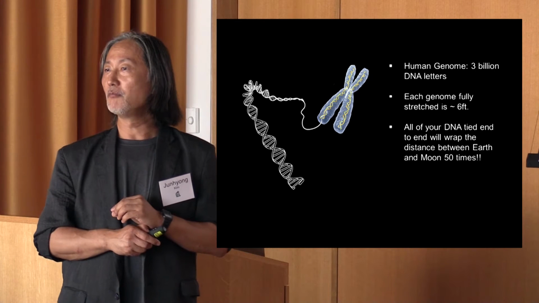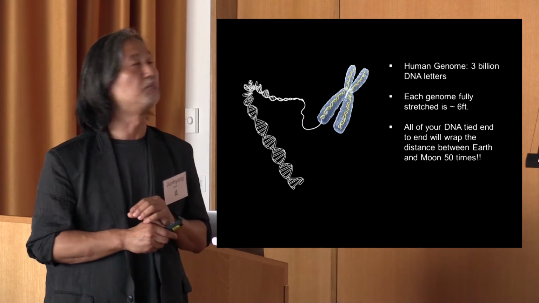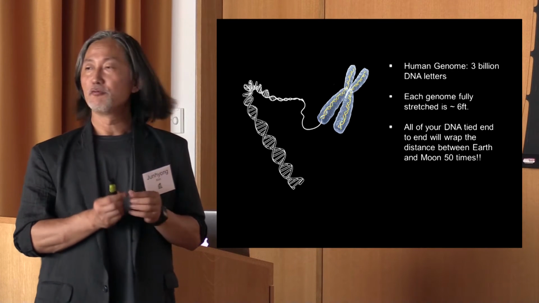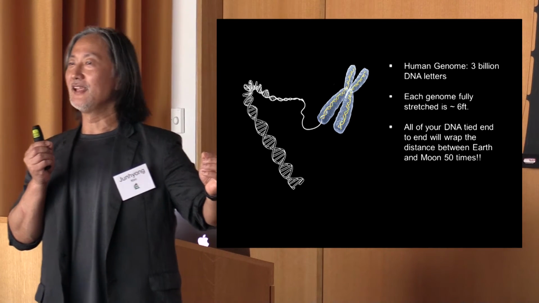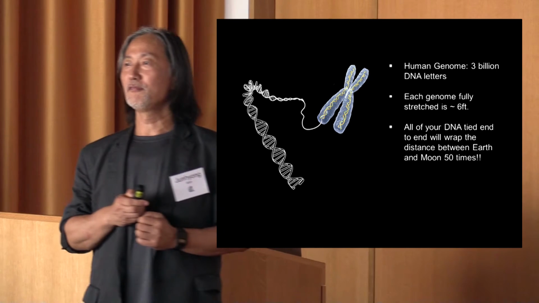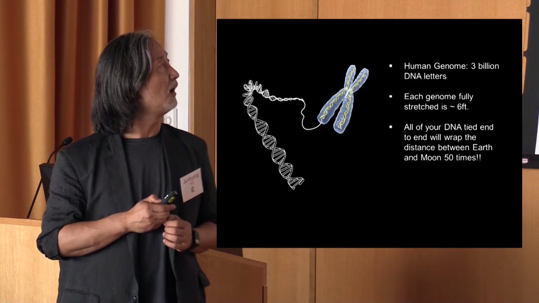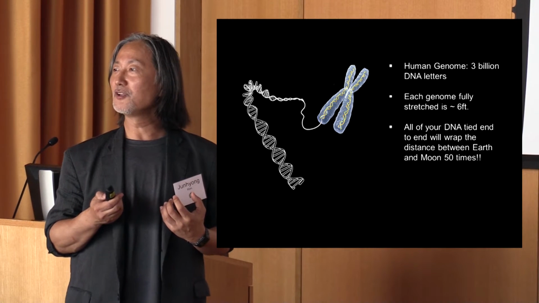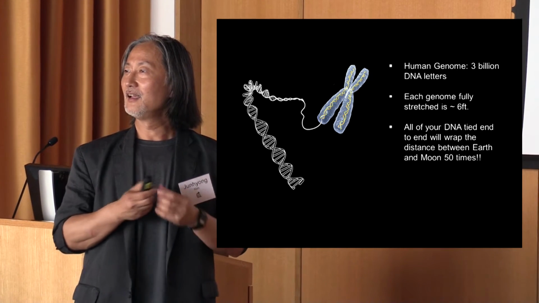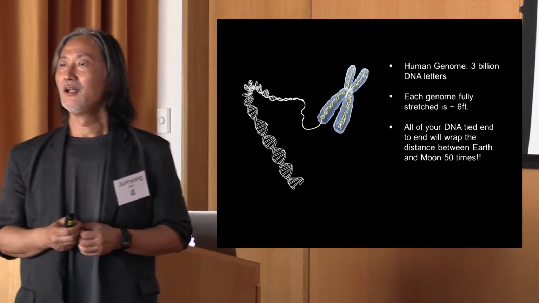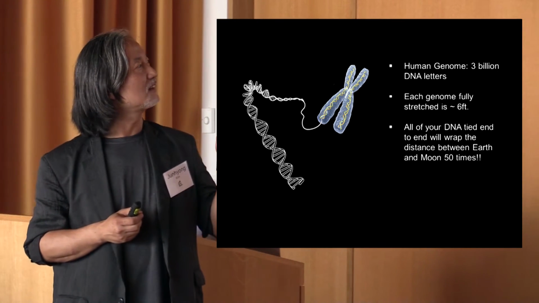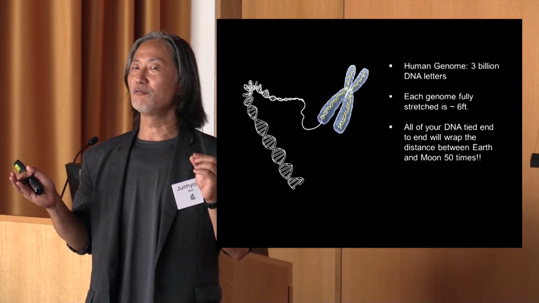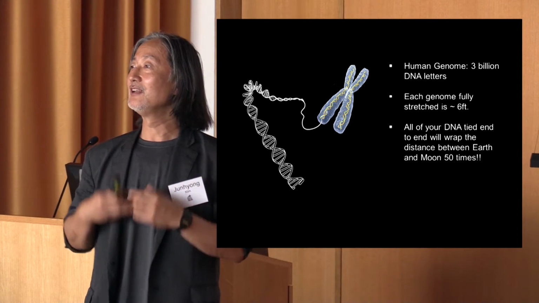The human genome is comprised of 3 billion DNA letters. Each genome, if you fully stretch it out, is about 6 feet. If you take all the cells in your body, there are about 100 trillion cells. If you take all the DNA that each cell contains and lay it end to end, it would reach the distance between Earth and Moon 50 times. So this is the amount of information that's in your entire body.